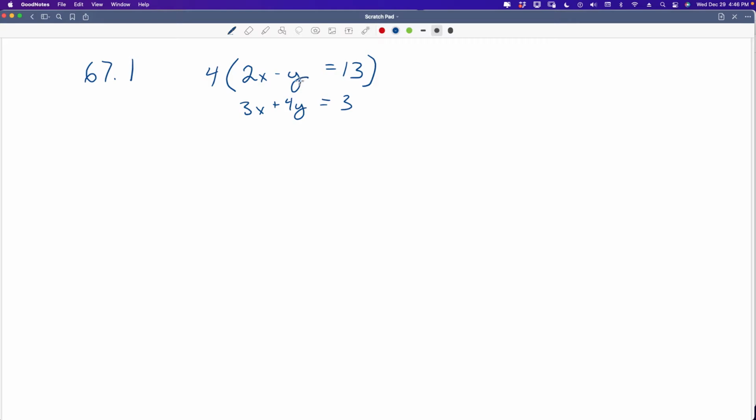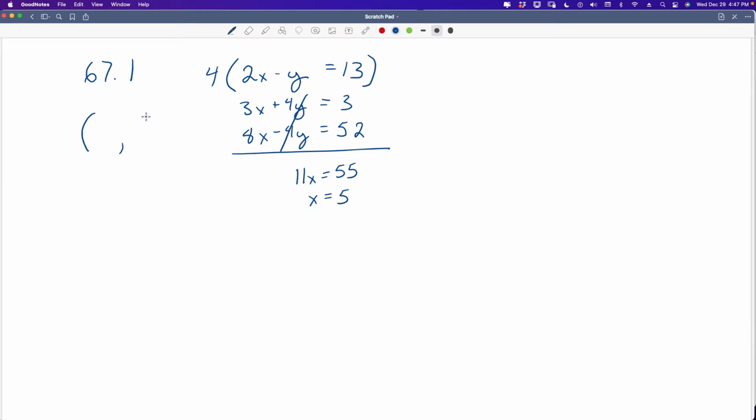So you could say, I'm going to multiply this by 4 because I already have a negative and a positive number here. That gives me 8x. That gives me negative 4y. And 4 times 13 gives me 52. That's 12, carry 1, that'd be 52. Right? So now we're going to combine these. Now that we have these opposites here, those cancel. We have 11x is equal to 55. So x is equal to 5.